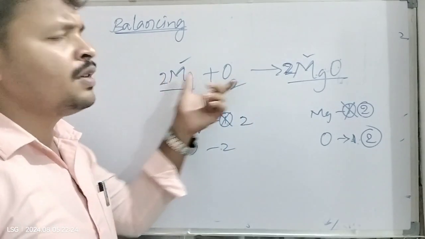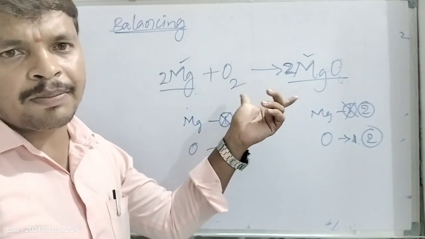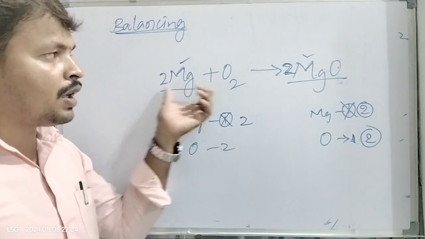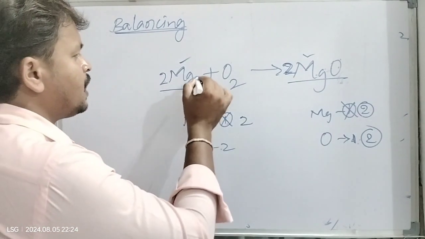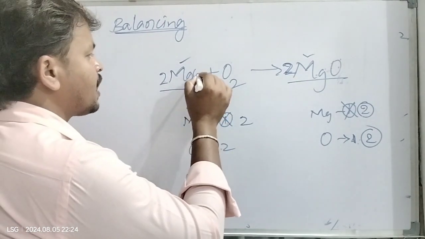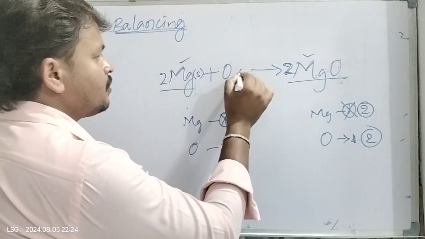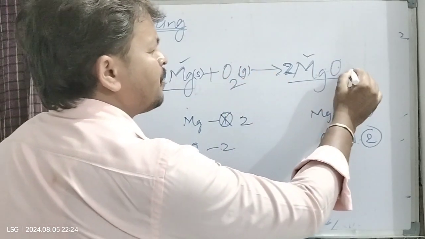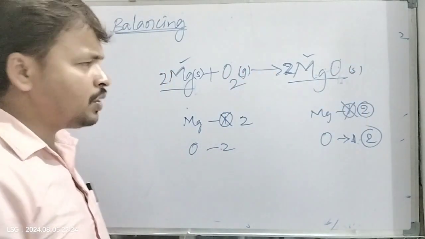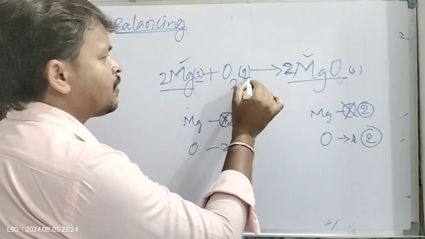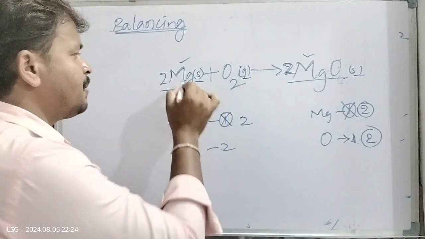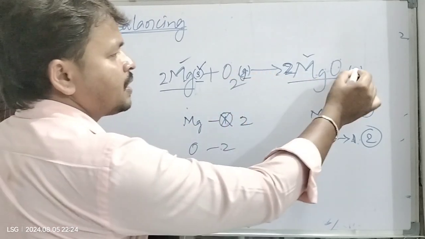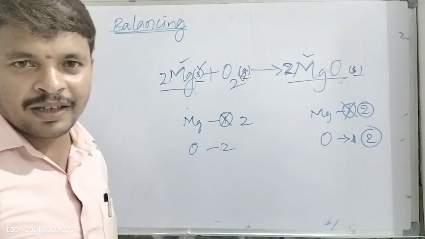So equation means, I said, the symbolical representation. You might have seen in your textbook that while writing the equation, some letters are written in a bracket like this. You might have seen that. What is meant by this? It says the state of matter. See, the magnesium in the solid form, oxygen in the gaseous state, magnesium oxide solid state we are getting.